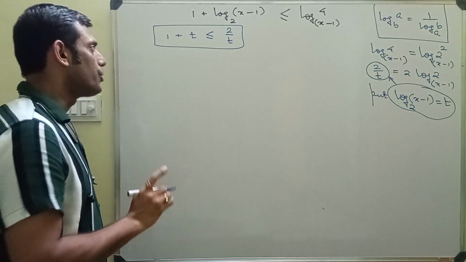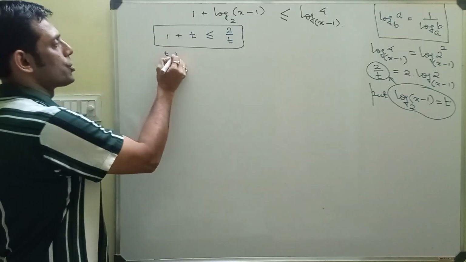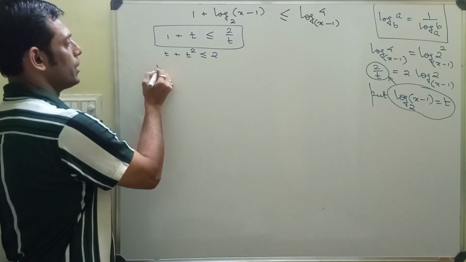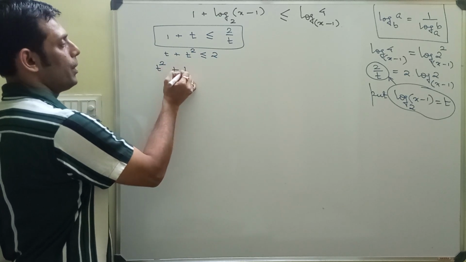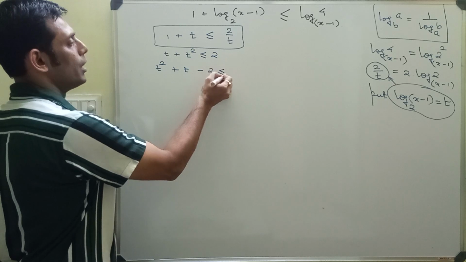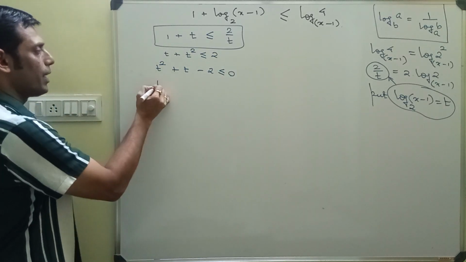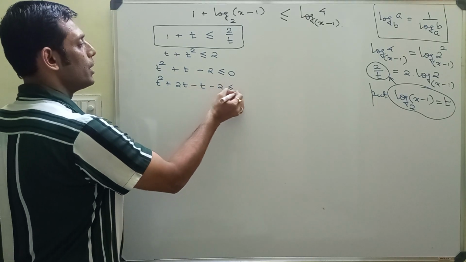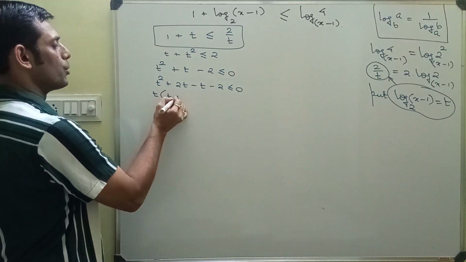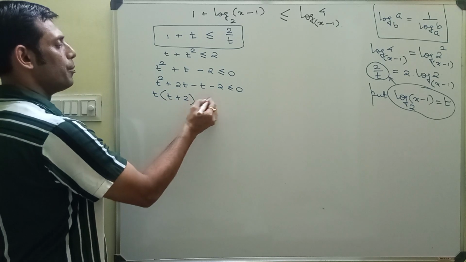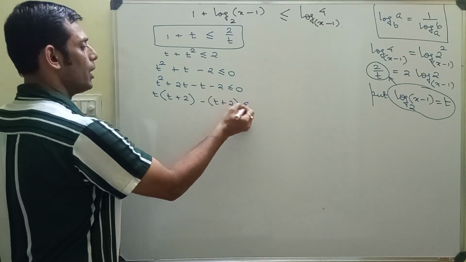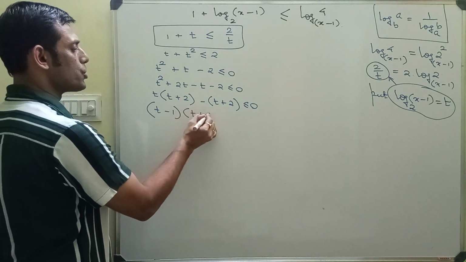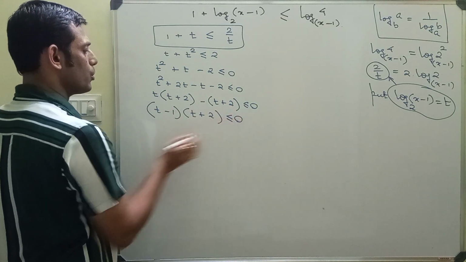Now dear, let's cross t to the other side. t square less than or equal to 2. That means t square plus t minus 2 less than or equal to 0. Let's simplify this as a factor: t square plus 2t minus t minus 2 less than or equal to 0. t into (t plus 2) minus (t plus 2) less than or equal to 0. (t minus 1) into (t plus 2) less than or equal to 0.